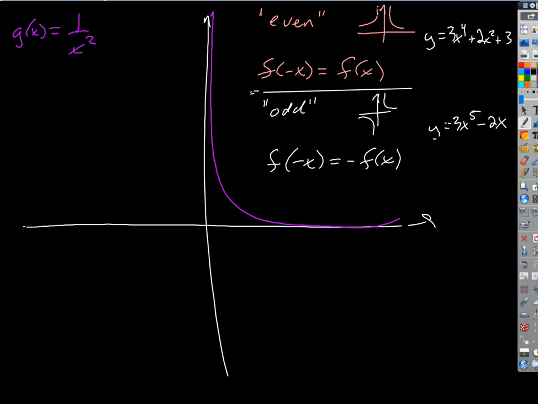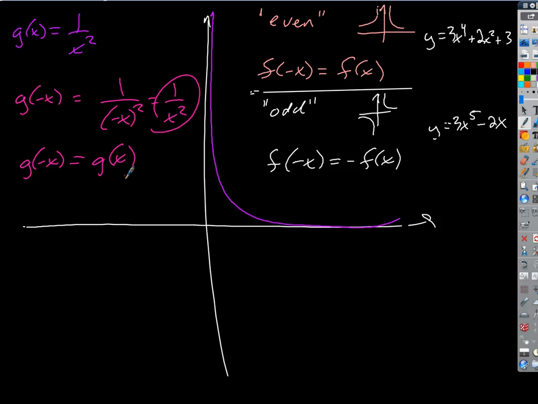If we plug in negative x, what kind of outcome do we get? Well, that's going to give us 1 over negative x squared, but what is negative x squared equal to? X squared. So there we end up with g of negative x equals g of x, so it's guaranteed it has even symmetry. So we know it has to have folding symmetry about the y-axis. So that's an easy parent graph to get.